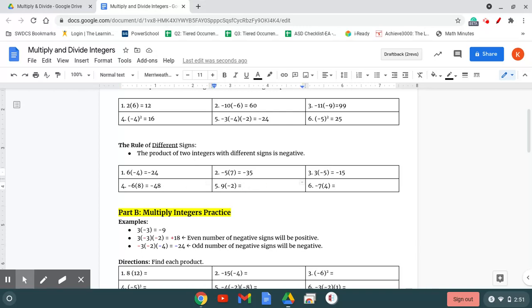All right, number 5. 9 times negative 2. Again, we have 1 positive and 1 negative, so our answer is going to be negative. And then 9 times 2 is just 18.